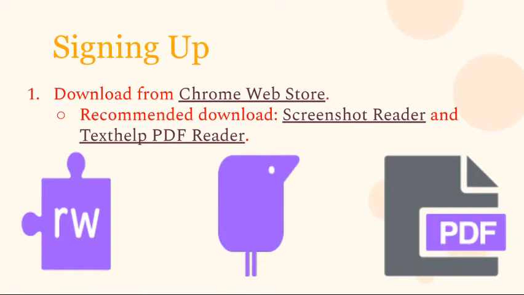District 99 has already downloaded Read and Write to your Chromebook. So you should be able to see this puzzle piece right now. There are also two other recommended downloads, the screenshot reader and the text help PDF reader. Those will enable you to be able to use them to read other tools as well. So I will allow you to take the time now to make sure that you have those items downloaded.